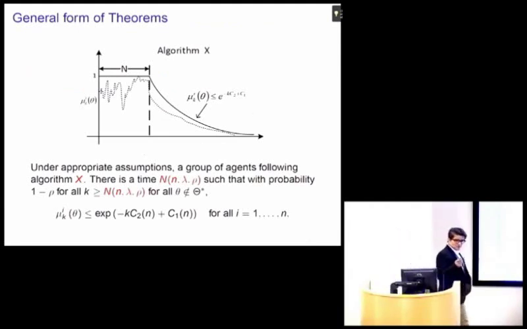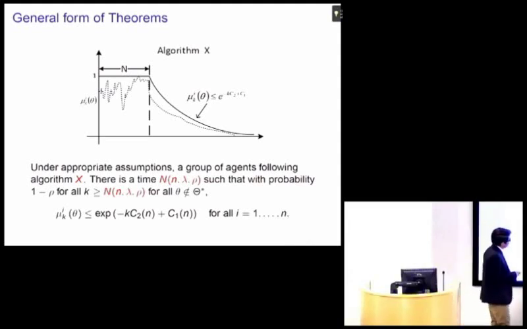So the general form of the theorems I'm going to show is the following, right? Under appropriate assumptions, a group of agents following algorithm X, which is any of the 3 algorithms that I showed you before, there is a time that depends on the number of agents on the graph and on this parameter rho, such that with probability 1 minus rho, after this time, the beliefs on the hypotheses that are not optimal decay exponentially, right? You have to wait this time n, and after this time n, your beliefs decay exponentially. So you're going to converge exponentially fast.